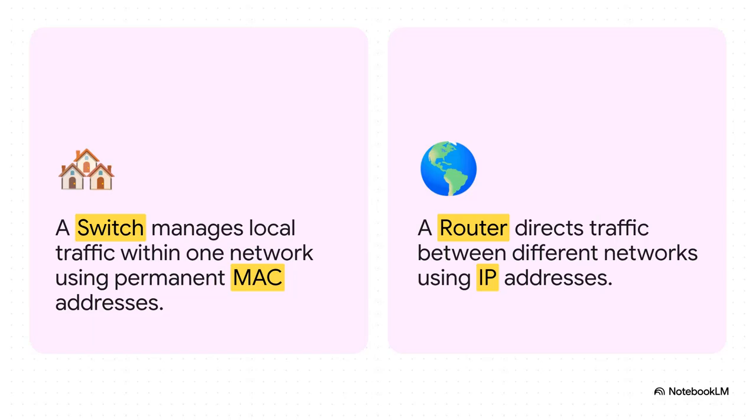Okay, let's put that side by side, because this is probably the most important distinction to get. A switch is your local mail carrier. It uses those permanent house numbers, the MAC addresses, to get packages from one house to another on the same street. The router, on the other hand, is the worldwide shipping service. It uses zip codes, the IP addresses, to get packages from one city to a completely different one. See? Local versus global.